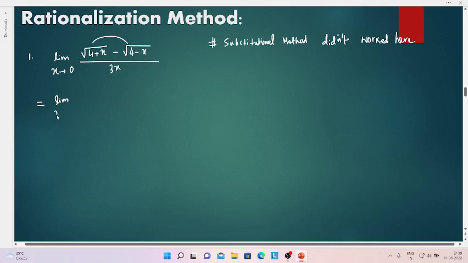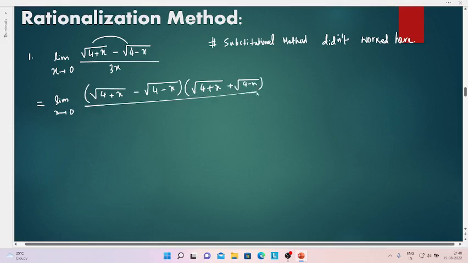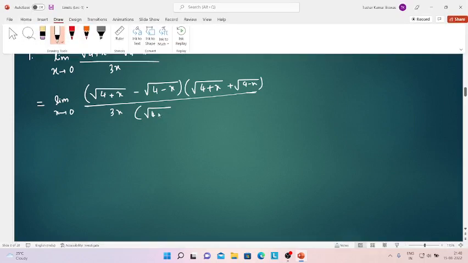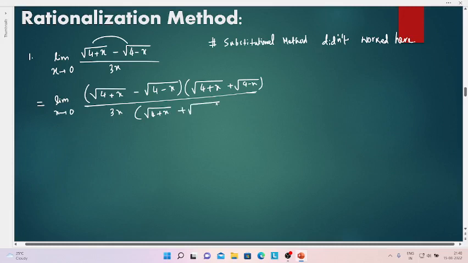So that will be limit x tending to 0. We have to multiply the numerator by root under 4 plus x plus root under 4 minus x. Definitely we have to multiply the denominator also by root under 4 plus x plus root under 4 minus x. Then if we cancel that part, it will be the previous one.